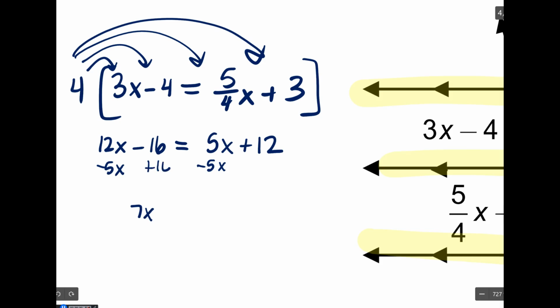7x. I'm going to add 16 on both sides. 28 divided by 7. X equals 4.